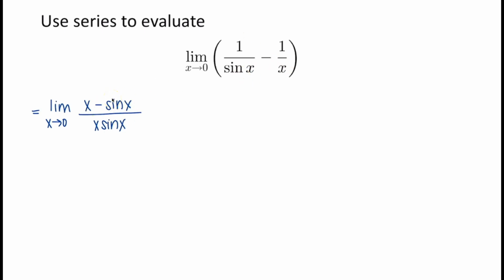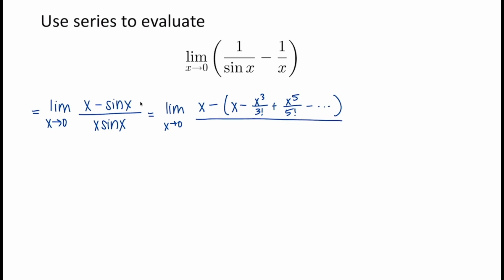And then what we're going to do is use these Taylor series to represent the sine function. So the more efficient way would be to do L'Hopital's rule, but we're going to use series. So we're going to go ahead and say the limit as x approaches 0 of x minus, and now I'm going to put the expansion for sine. So sine is x minus x cubed over 3 factorial plus x to the 5th over 5 factorial minus, and so on, all over x times the expansion for sine x. So x minus x cubed over 3 factorial plus x to the 5th over 5 factorial, and so on.